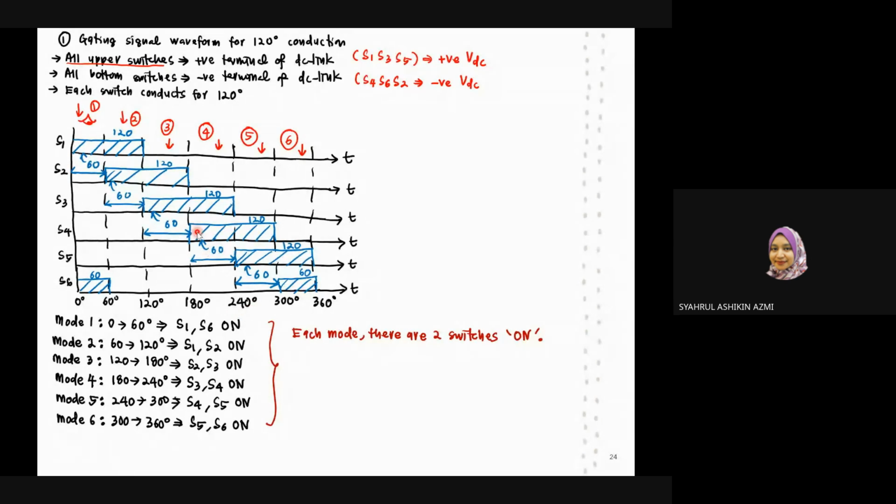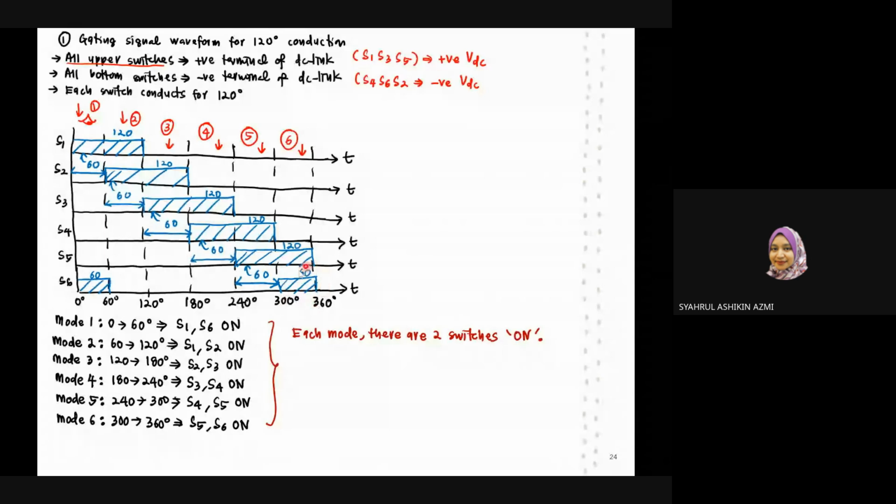And then S4, 60 degree delay from S3, S4 will start to conduct at 180, and it will maintain conduction until complete 120, so it will be off at 300 degree. Same goes with S5, it will turn on at 240 degree until complete conduction, so it will be off at 360. S6 will conduct at 300 and then continue to conduct until 360.